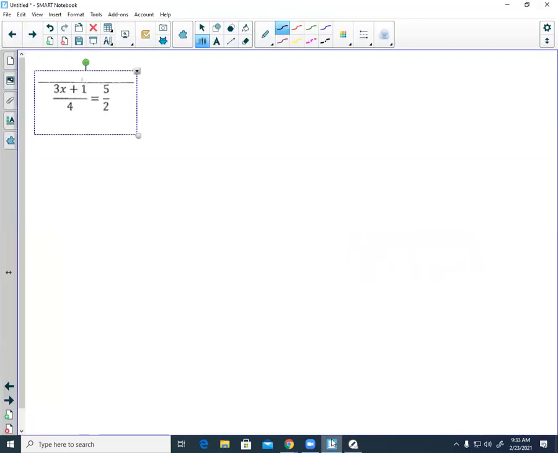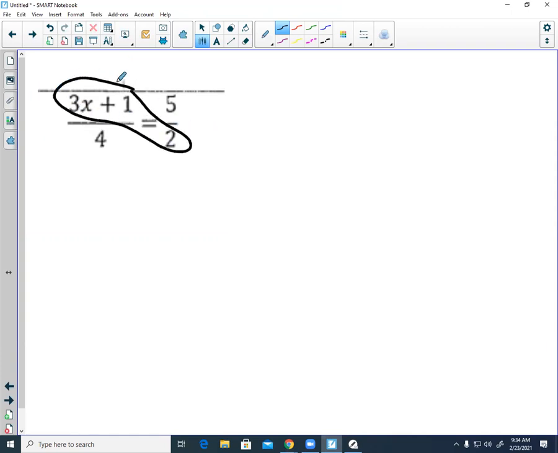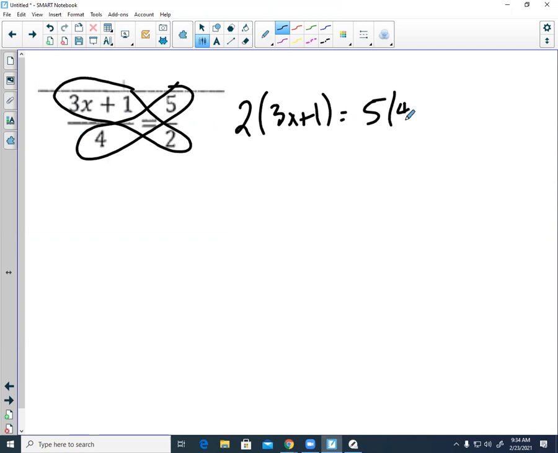So here, this is like dead center in the middle. (3x plus 1) over 4 equals 5 over 2. What we're going to do is cross multiply or use the butterfly, which means these two right here are going to get multiplied together, and these two are going to get multiplied together. So it's going to be 2 times (3x plus 1) equals 5 times 4. And now it's set up as an algebra equation that you have been solving for weeks. So this is something that you should absolutely be comfortable solving. And if you can't solve this, then we have to fix something now, okay?